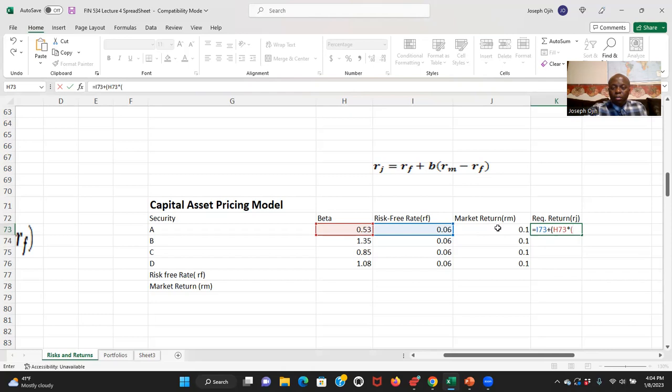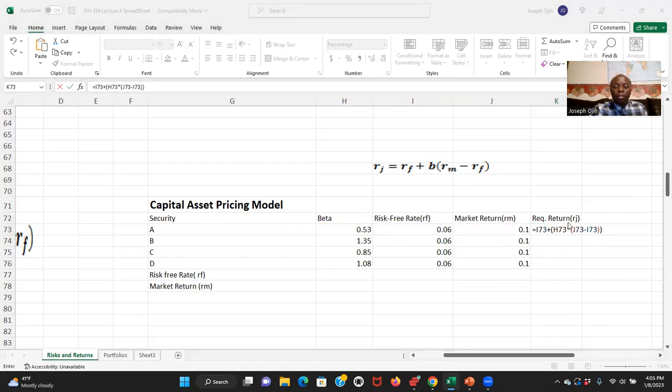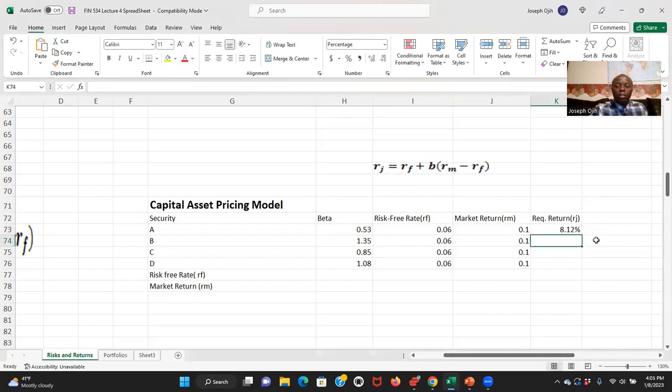RM minus RF. RM is market return minus risk-free rate RF. Then you close the parentheses twice to make sure that it balances. Make sure you can see this. Good. And then press the enter key. It gives you the result, 8.12%. Highlight it, copy them down, and calculate the rest of them.